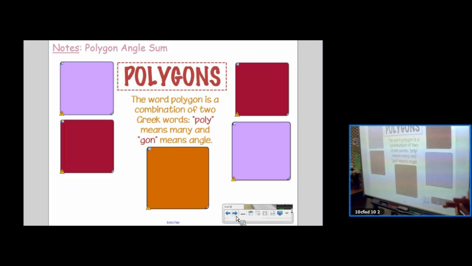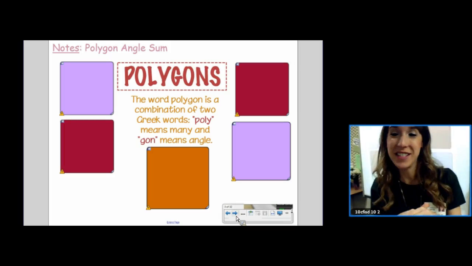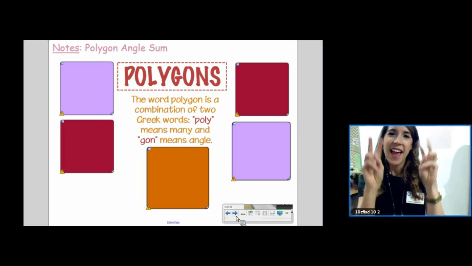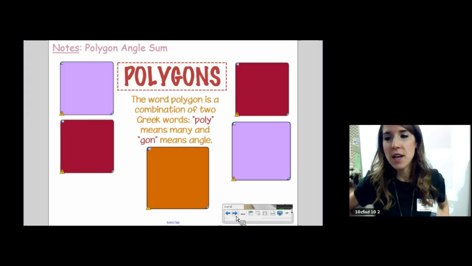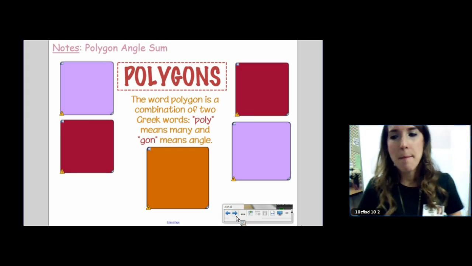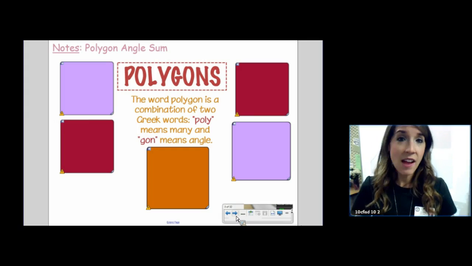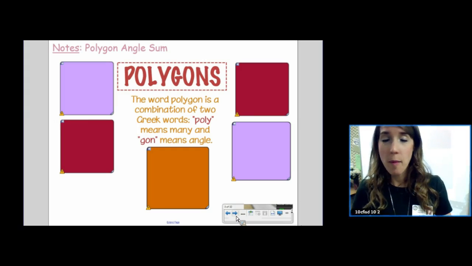Okay, a polygon. Don't write this where it says the definition of polygon. This is not the definition yet. This is just an FYI. Let's figure out what the word polygon means. Poly means many, and gon means angles. So every time you see polygon, you're saying many angles.